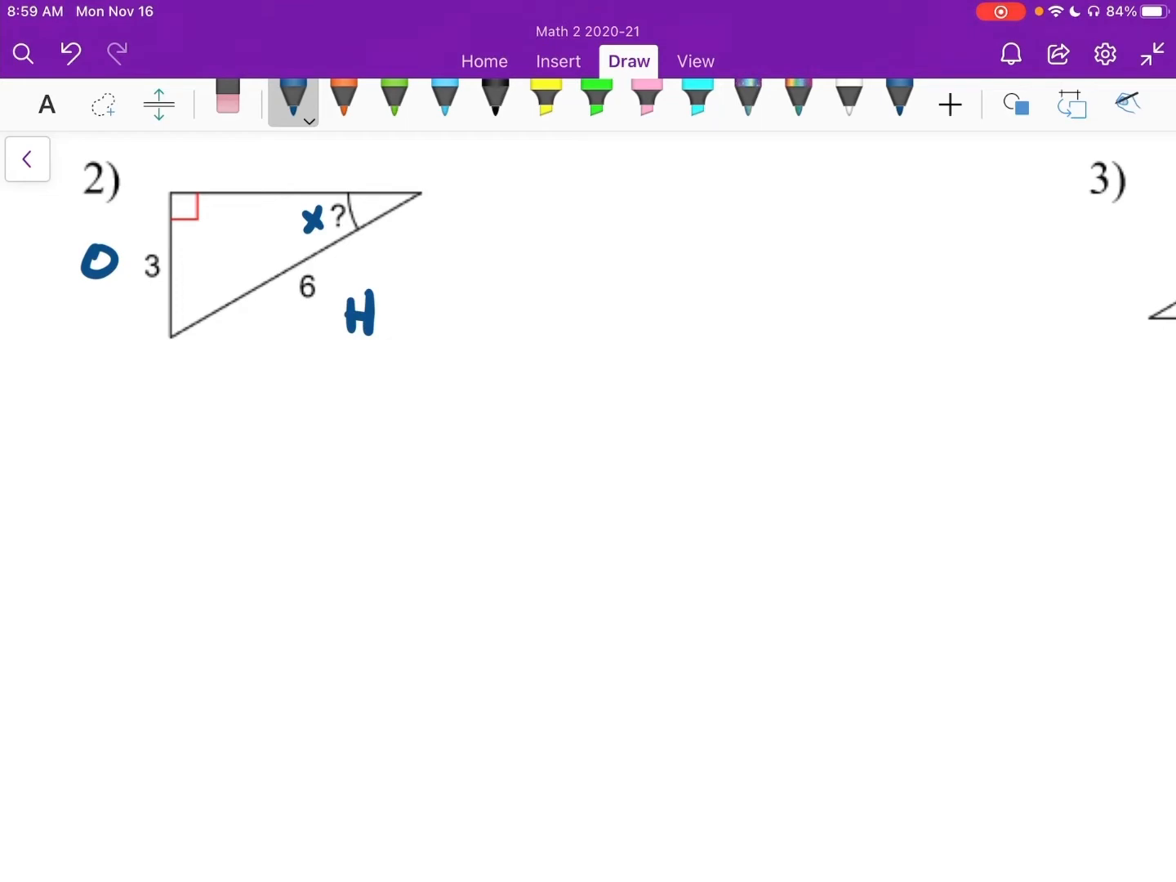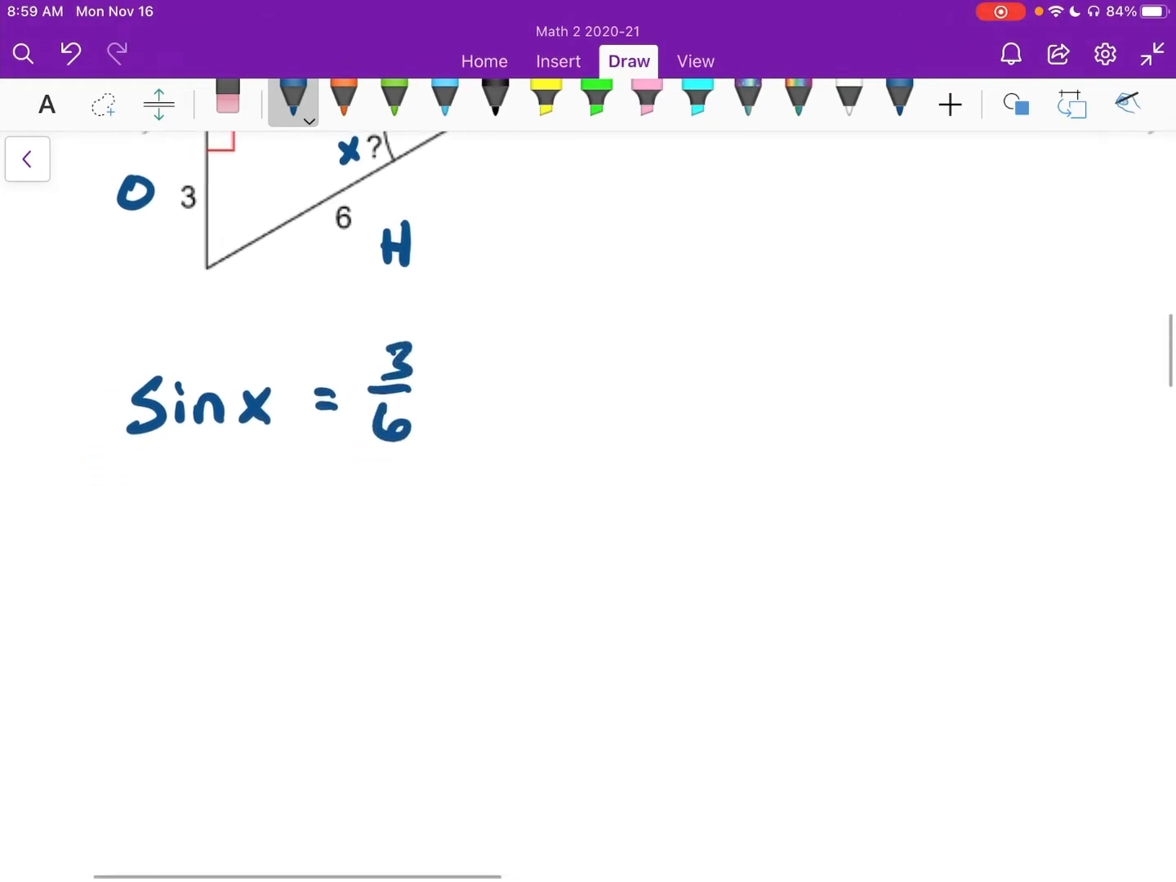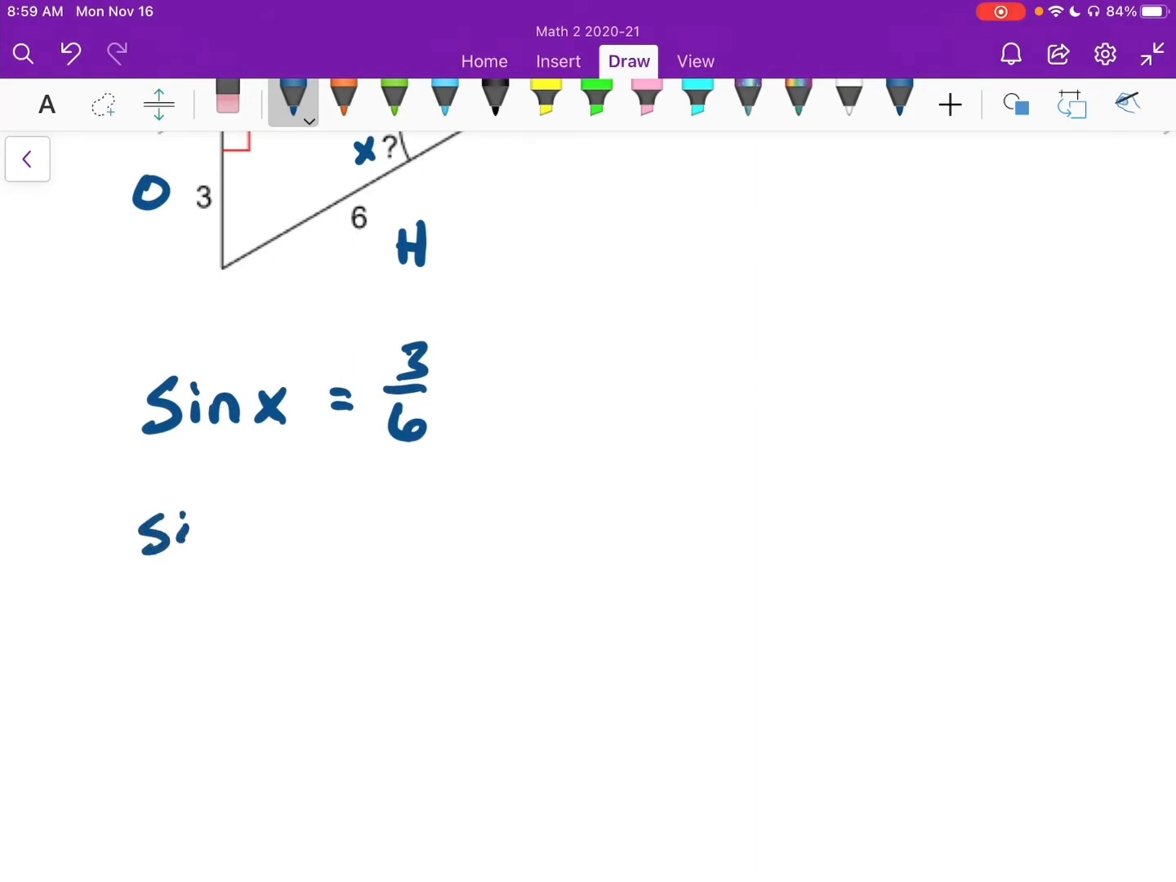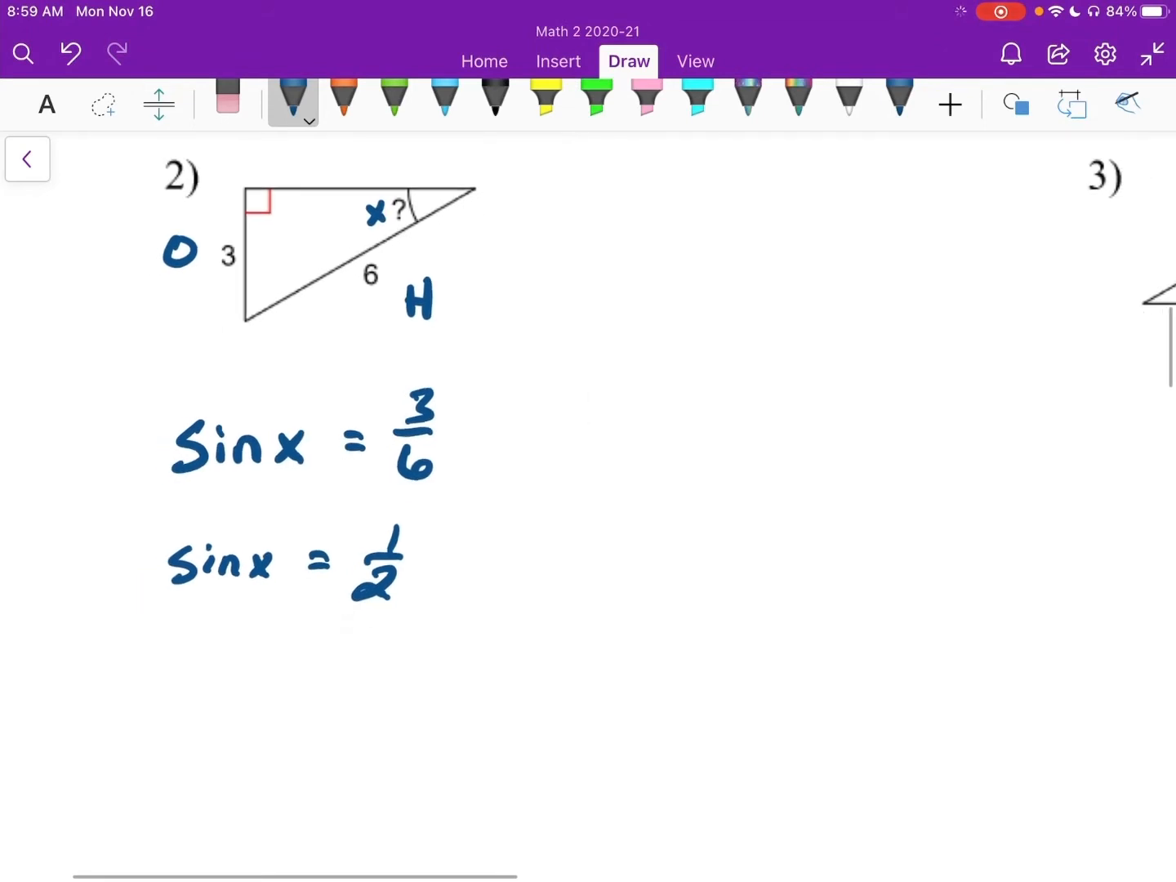The opposite and hypotenuse goes with sine. So I'm going to say, well, sine of x is opposite over hypotenuse, 3 over 6. I'm going to go ahead and reduce and say, well, sine of x is 1/2. Right. Since we're going to type this in a calculator in a minute, it wouldn't matter if you did reduce, but it just makes it look a little bit nicer on our paper.